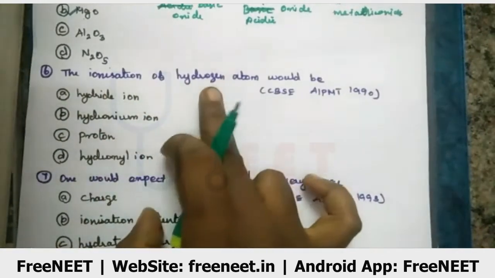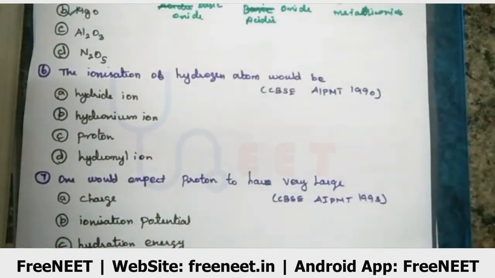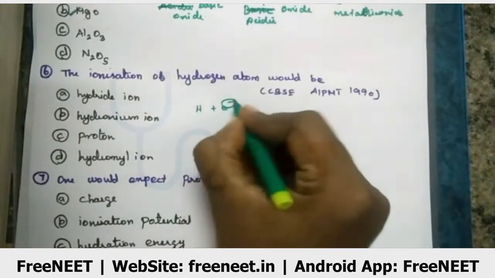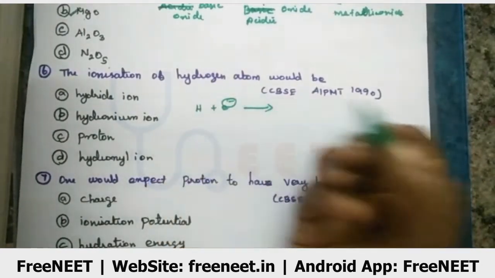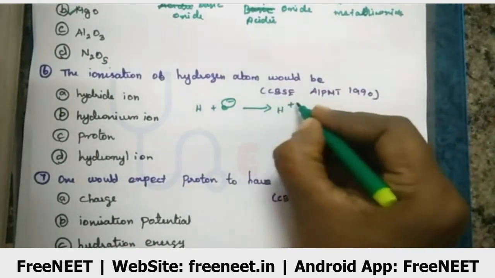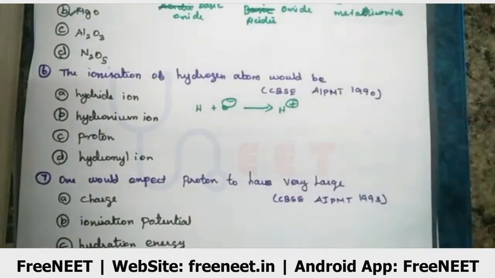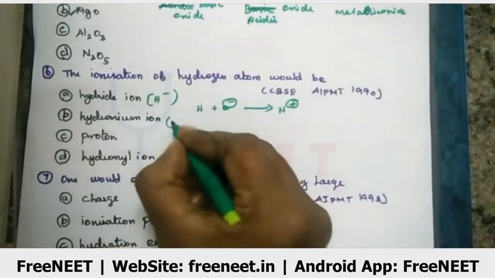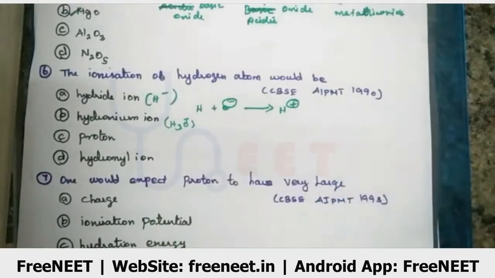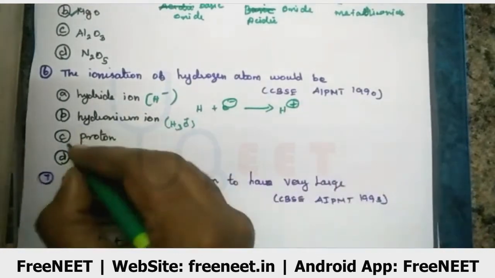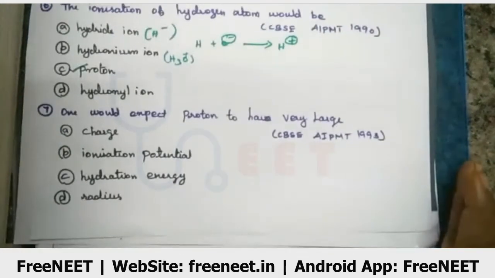Then the ionization energy of the hydrogen atom would be... What does ionization mean? Ionization means we have to remove one of the electrons from a hydrogen atom. If the atom donates the electron, it should have a positive charge. So hydrogen is converted into a proton. It's not a hydride ion. Hydride ion is nothing but H minus. Hydronium ion, H3O plus, is called a hydronium ion. So if you remove one electron from hydrogen, we get a proton. So the answer should be C, proton.